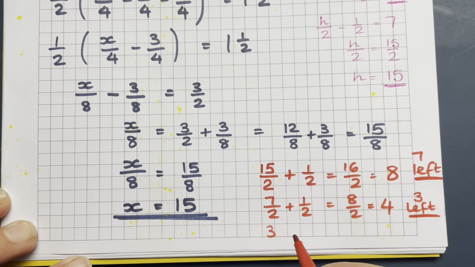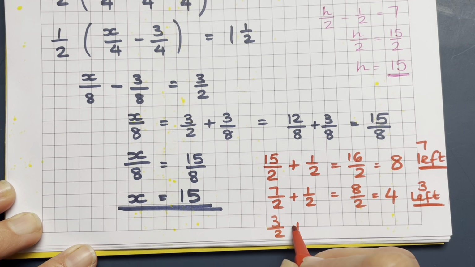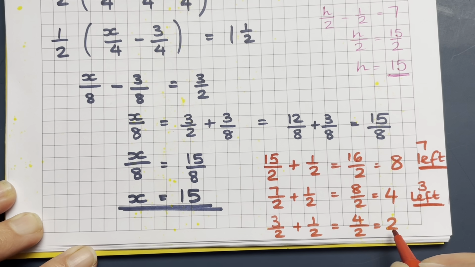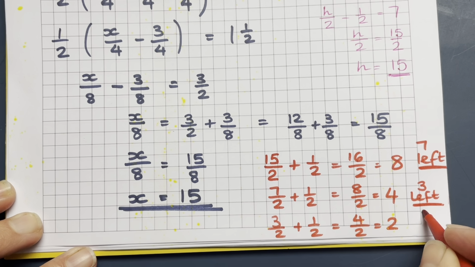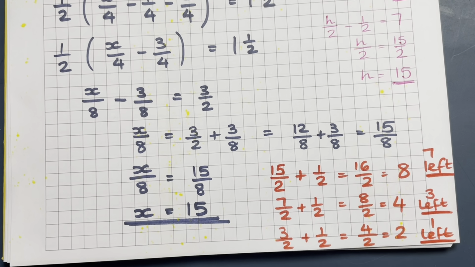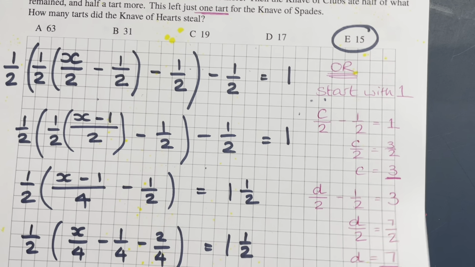Finally, we take the 3. We divide, can you still see? Divide by 2. We add a half. That gives us 4 over 2, which means he ate 2. 3 subtract 2 means that there is 1 left. So 3 different ways of getting to the solution. Question 17, the answer being E, and 15 tarts.